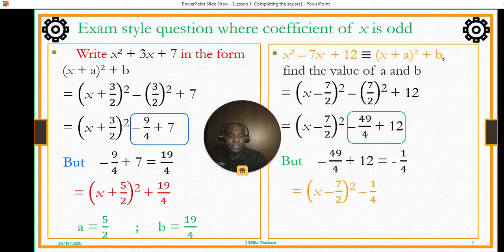If you want to find the values of a and b, you can see, because this one says plus a, therefore you must code the a with the sign. So a will be negative 7 over 2. The same, because it says plus b, you code the b value with the sign, negative 1 over 4. So a is negative 7 over 2 and b is negative 1 over 4.